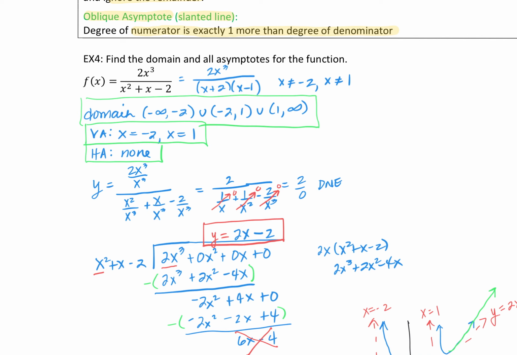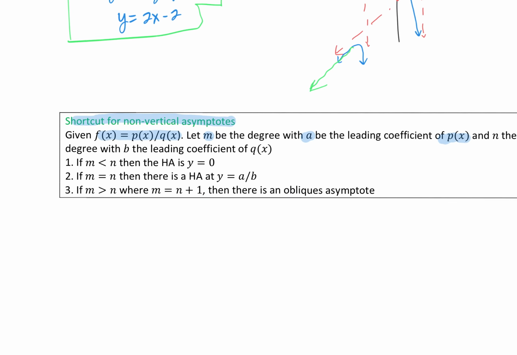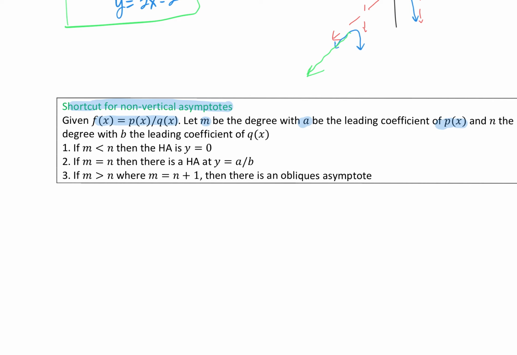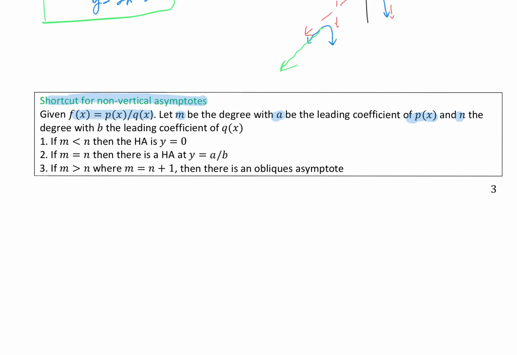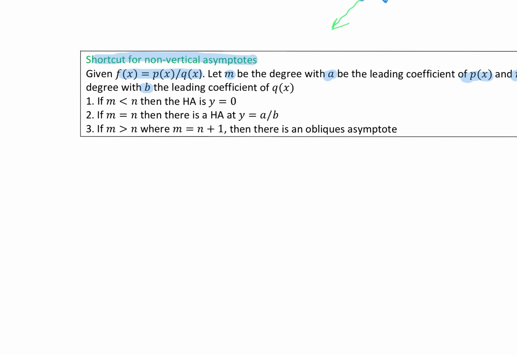Now in the denominator, we have another polynomial q. Degree is 2, leading coefficient is 1. And that would be the b value here. So if you have a rational function, m is going to be the degree of the numerator, a the leading coefficient, and then we're going to let n be the degree of the denominator, b is going to be the leading coefficient. And we're going to look at these conditions. Let's just say that the degree on the top is smaller than the degree on the bottom. So that would be like our example 1 and 2. Then your horizontal asymptote will always be just y equal to 0.